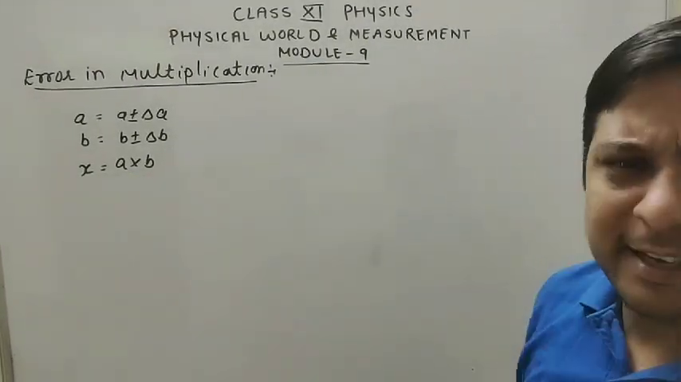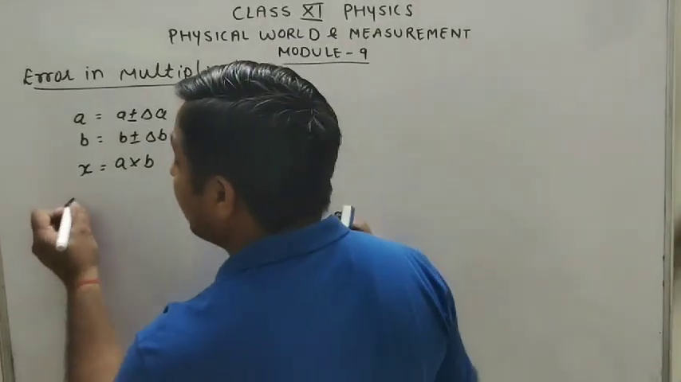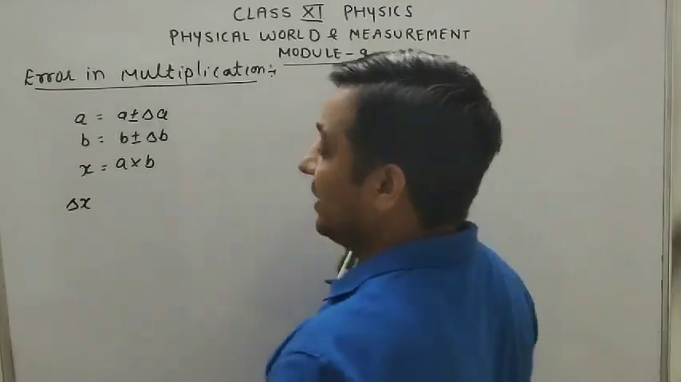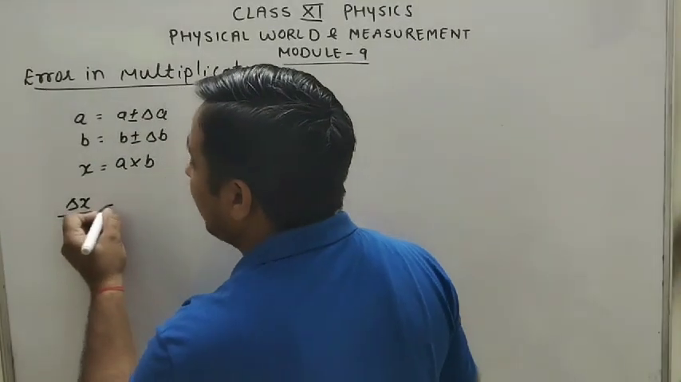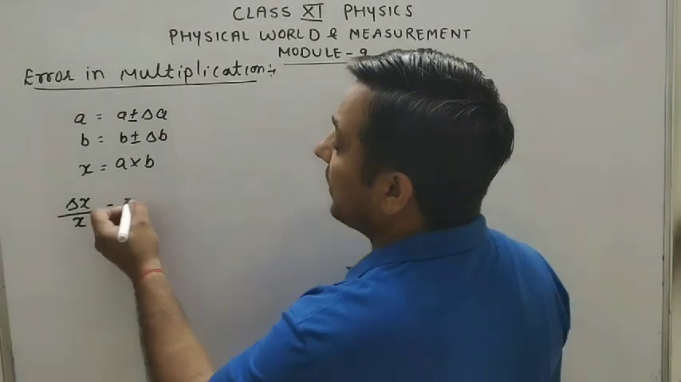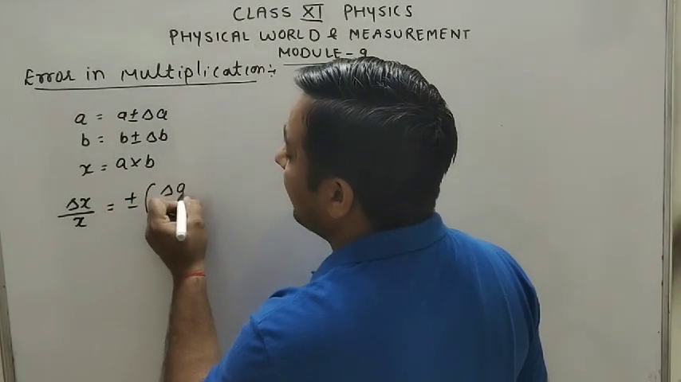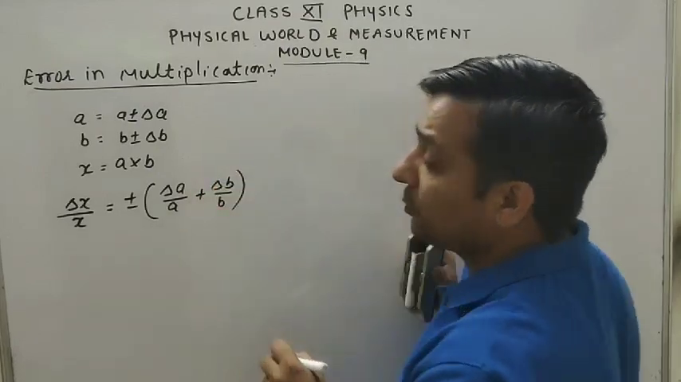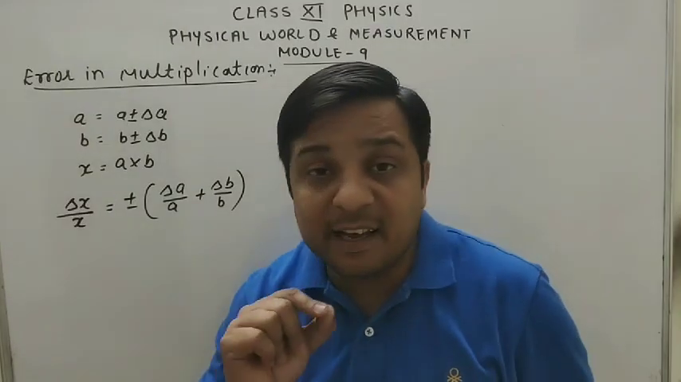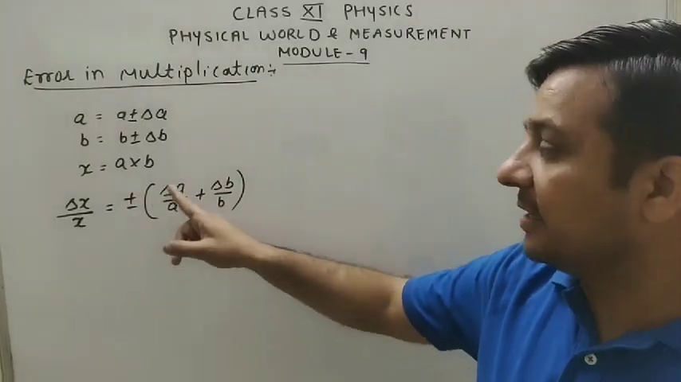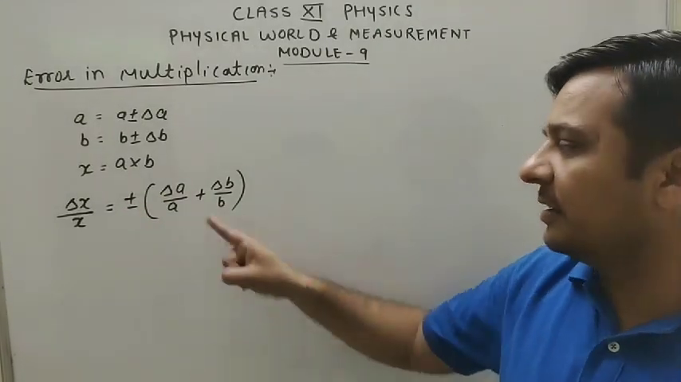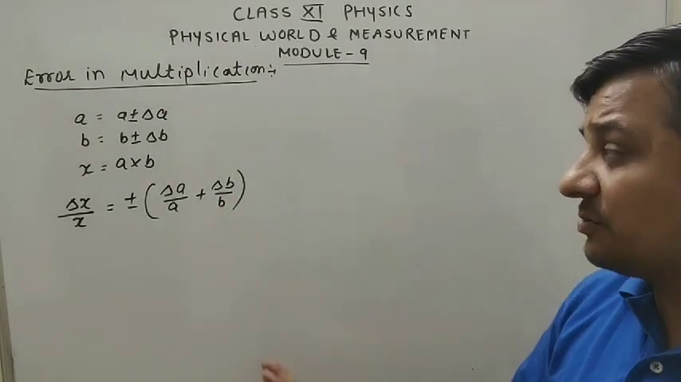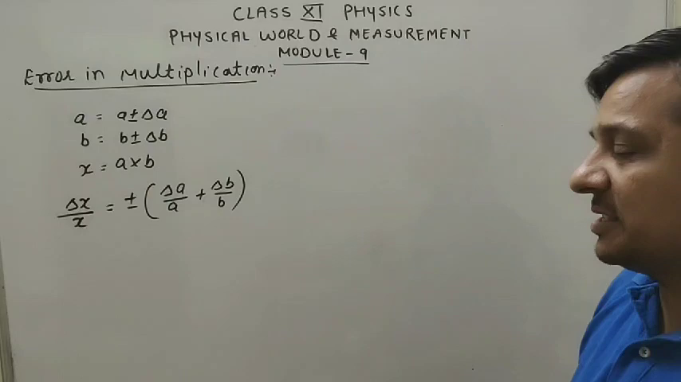multiplication and error in x, that is equal to delta x, and for delta x you will have to find out another formula, that is delta x by x is equal to plus minus delta a by a plus delta b by b. It's a very important formula. Delta x is the error in the x, delta a is the error in a, and delta b is the error in b. So dear student, we will solve a question here.